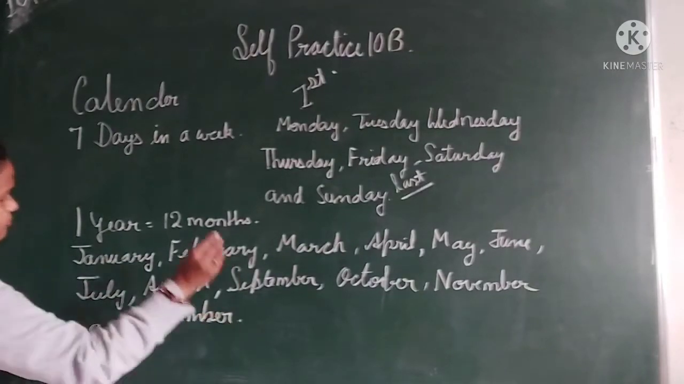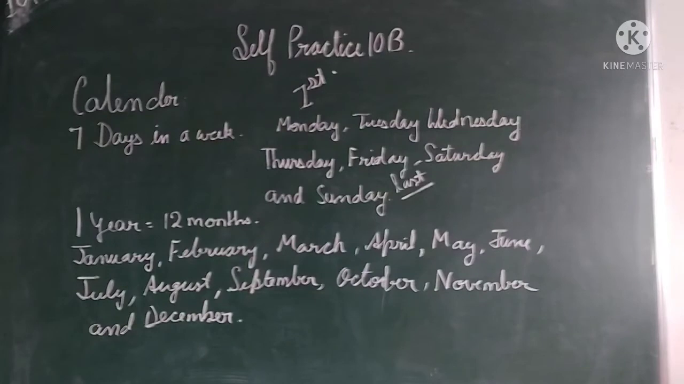So total how many months are there in a year? There are total 12 months. January, February, March, April, May, June, July, August, September, October, November and December. Okay. Now, after that, what are the things we should know about the calendar? This is about weeks and months.